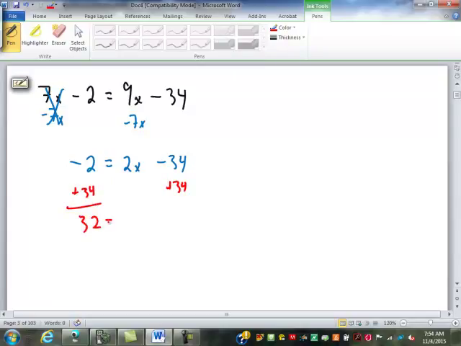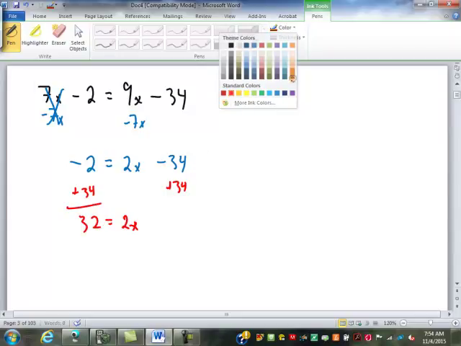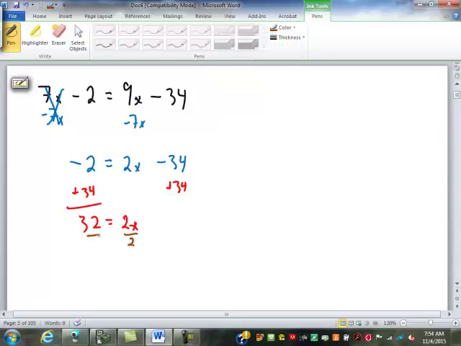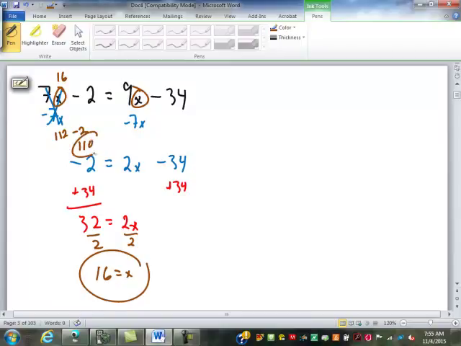So 32 equals 2x. And then divide by 2. 16 equals x. And as always, you can go back and put 16 in for x and test to make sure it worked. 7 times 16 is 112. Minus 2 is 110. 9 times 16 is 144. Minus 34 is 110.